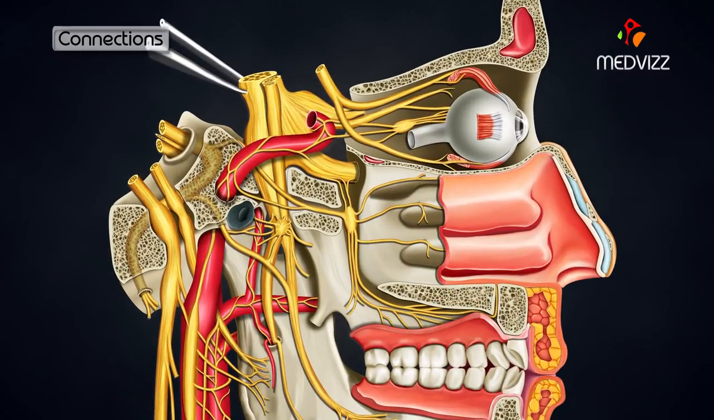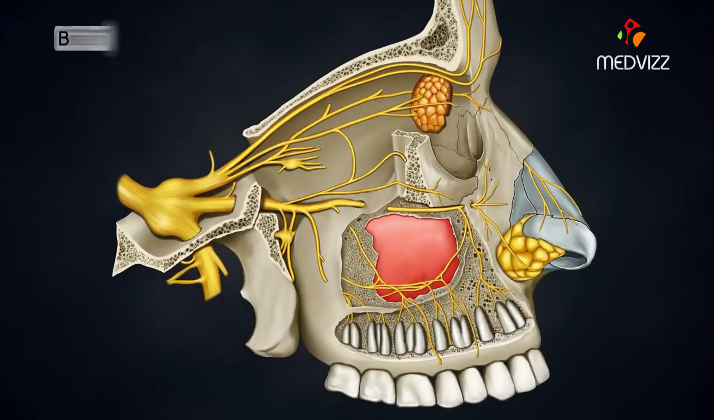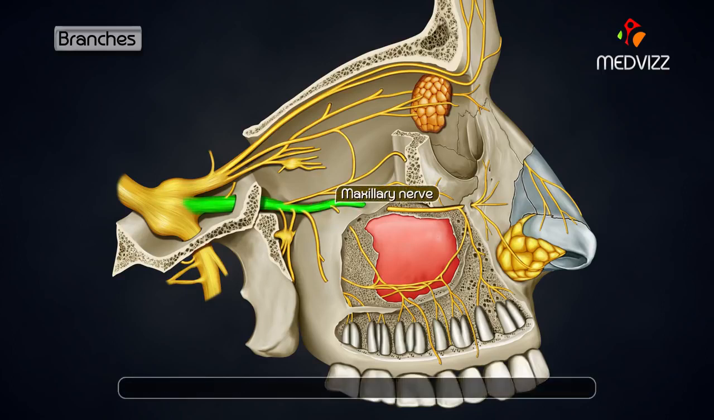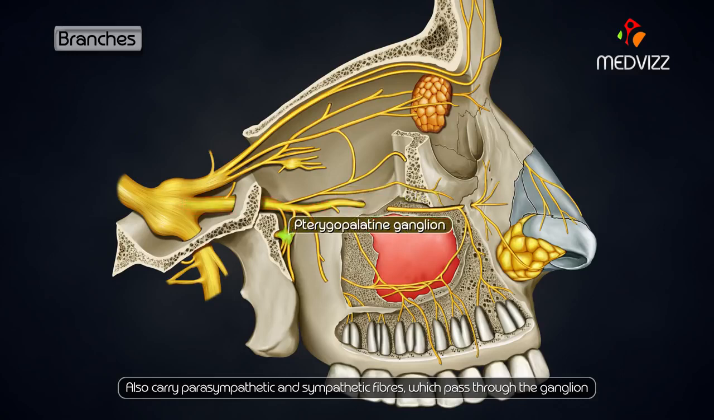The sensory roots come from the maxillary nerve. Its fibers pass through the ganglion without relay. They emerge in the branches as described below. Branches: the branches of the ganglion are actually branches of the maxillary nerve. They also carry parasympathetic and sympathetic fibers, which pass through the ganglion.